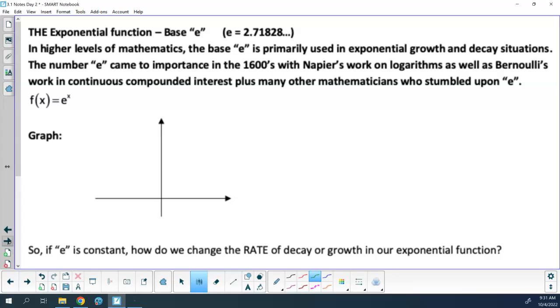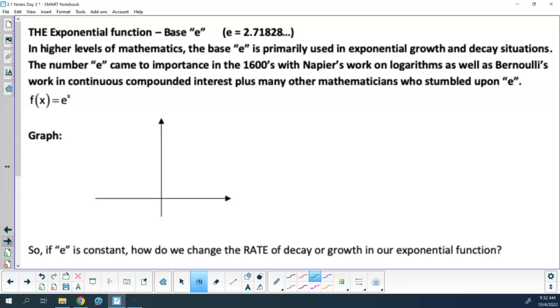The number e came to importance in the 1600s with Napier's work with logarithms, as well as Bernoulli's work on continuous compounding. I don't know if you ever heard the equation A equals Pert. Basically, when you put money in your bank account, it's continuously compounded, so it's on what's called Pert: principal times e to the rt power, rate times time. A bunch of other mathematicians also worked with it.